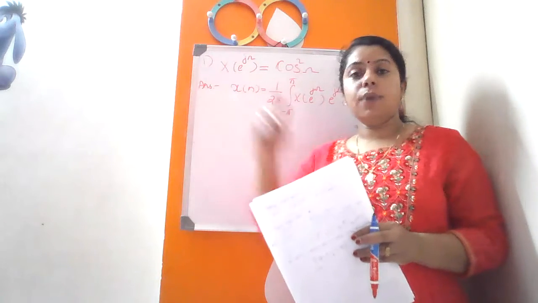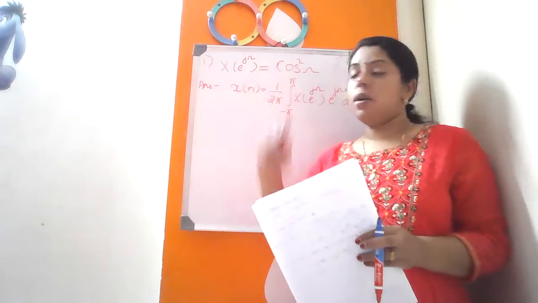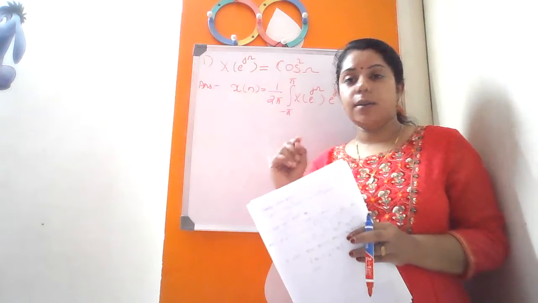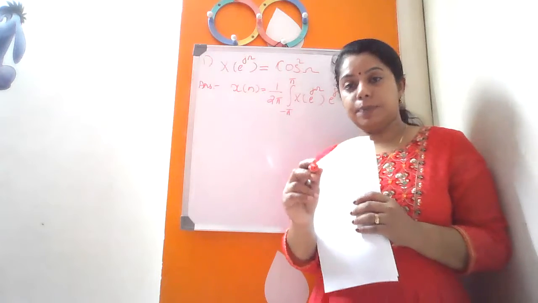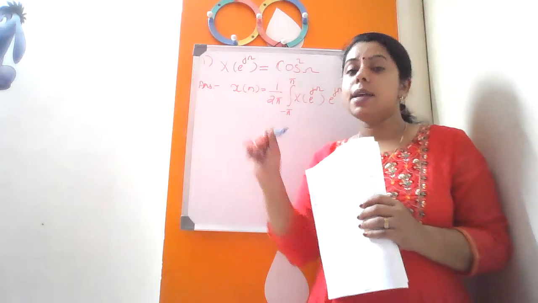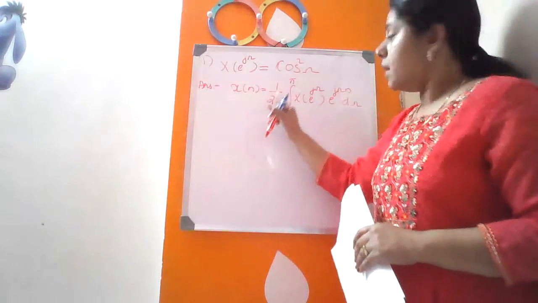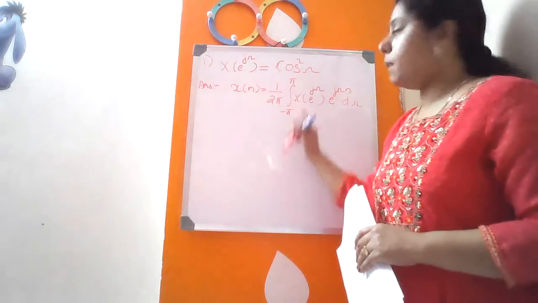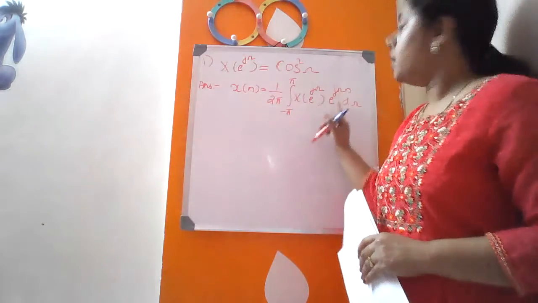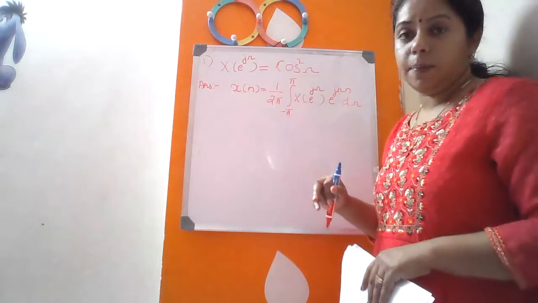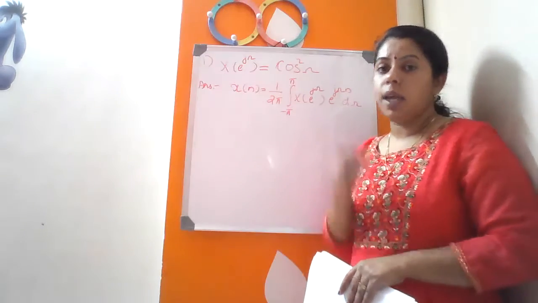Take the first question. It is X of e power j omega equal to cos square omega. That's what is given in the question. First write the synthesis equation, that is x of n is equal to 1 by 2 pi integral from minus pi to pi X of e power j omega e power j omega n d omega. This is the time domain signal x of n.